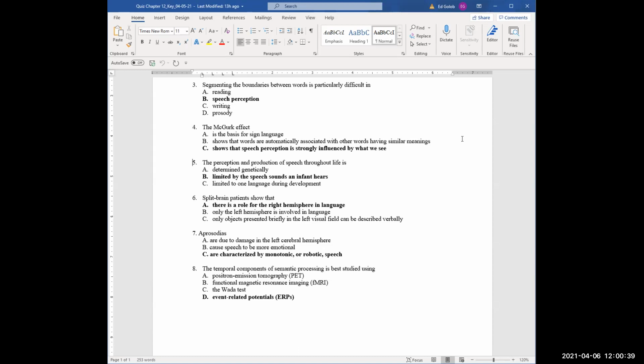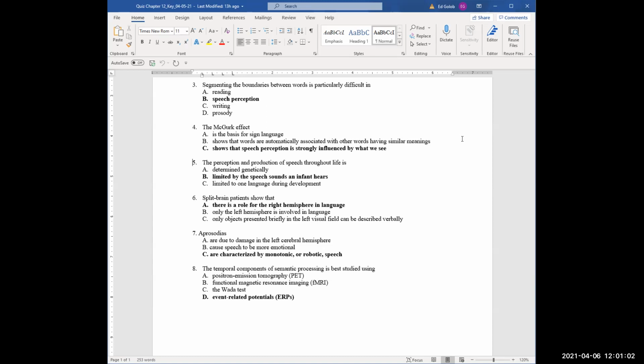Event-related potentials and EEG is usually the best choice if you're interested in timing of brain activity. The WADA test doesn't give you a lot of information about time. That's where you can anesthetize one hemisphere of the brain by injecting an anesthetic into one of the carotid arteries. We'll talk about that on Thursday, most likely.